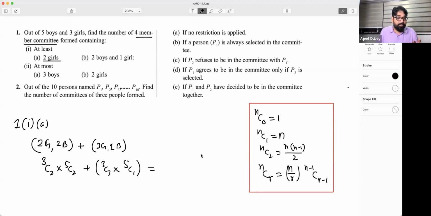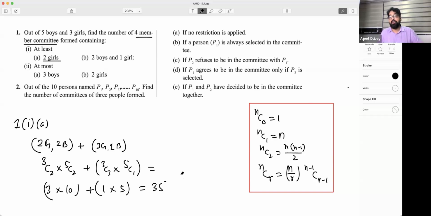Suppose they ask you 3C2. So 3C2 will be what? We can use this one. 3 into 2 divided by 2 means 3. 5C2, 5 into 4 by 2 means 10. Plus 3C3. 3C3 will be same as 3C0. So that will be equal to 1 into 5. So this total answer will be your 35.